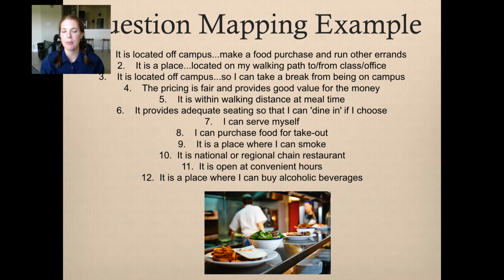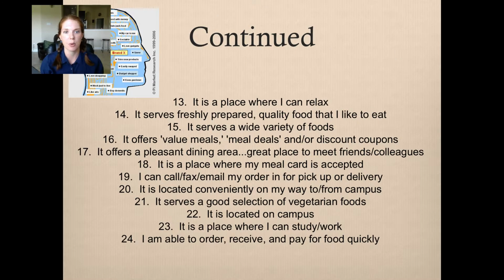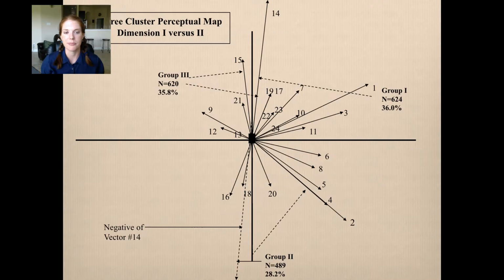If it is located off campus, I make a food purchase and run other errands, I don't even remember where I got these questions. They're not really important. But it's something like the fact that, number 7 here, I can serve myself. How important is that to you? How well do we perform at that? And then you would map that out. And so these are just some question examples that are really important.